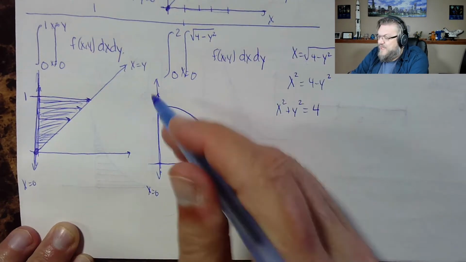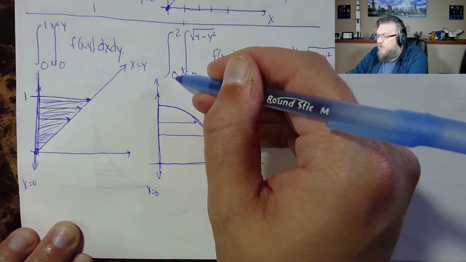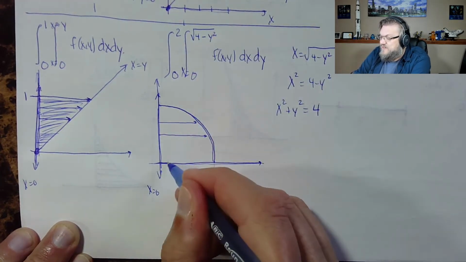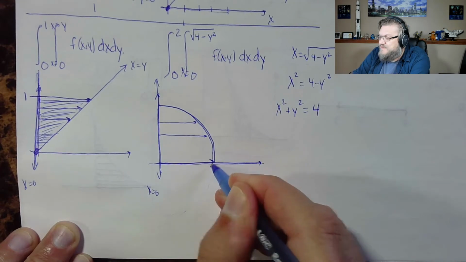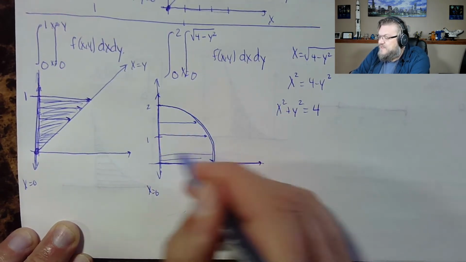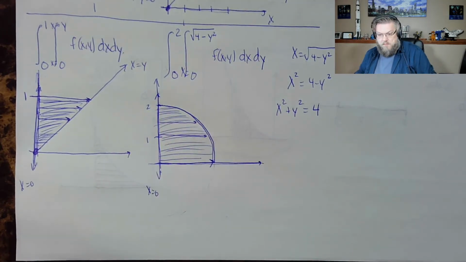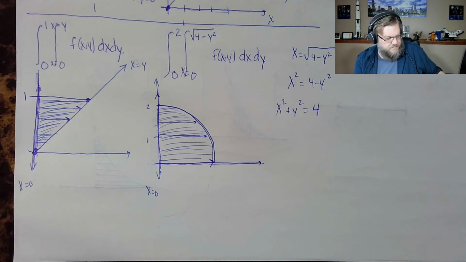But here, since I go from left to right, at what heights? Only the heights from 0 to 2. So it starts down here at 0 height, goes to 1 height, and then goes to 2 height. And so this does fill in this entire quarter circle, doesn't it? Maybe that's a semicircle?